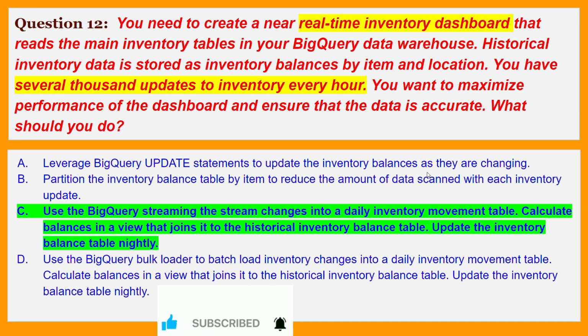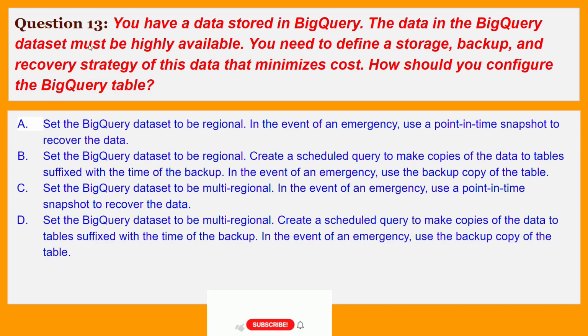Option C is to use BigQuery streaming to stream changes into a daily inventory movement table. So this is the correct answer for this question. Since it's real time, streaming would be the right option here.